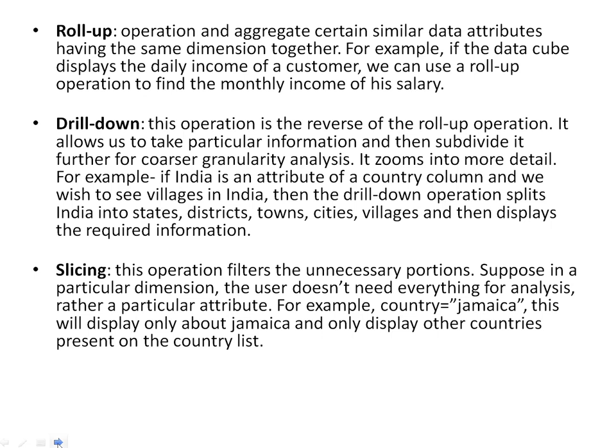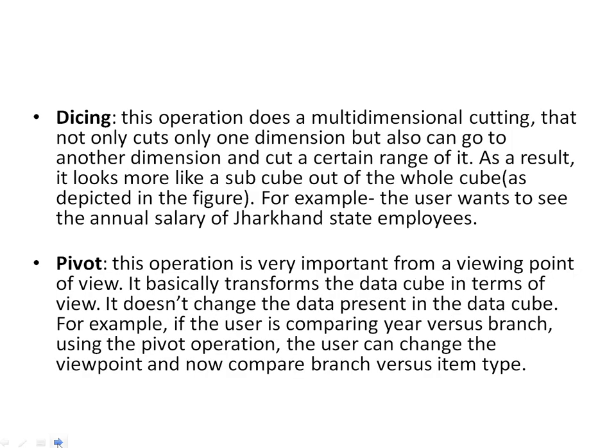For example, if India is an attribute of a country column and they wish to see villages in India, then the drill down operation splits India into states, districts, towns, cities, and villages, and then displays the required information. And slicing: this operation filters the unnecessary portions. Suppose in a particular dimension, the user doesn't need everything for analysis, but rather a particular attribute, for example country Jamaica. This will display only Jamaica and not the other countries present on the country list.